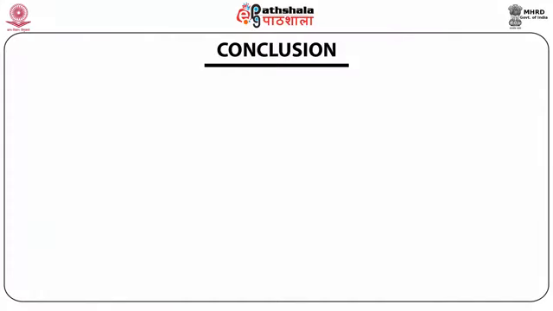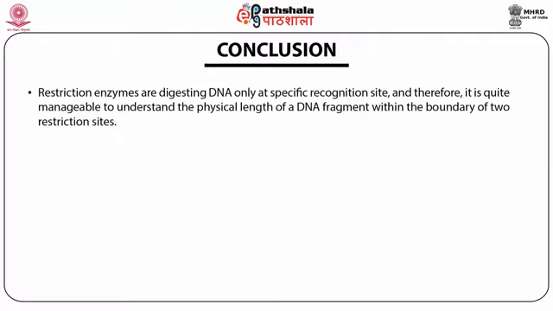So before concluding my talk, I would like to give you a glimpse of restriction endonuclease as well as the isoschizomers, neoschizomers and isocaudomers. First, restriction enzymes digest DNA only at a specific recognition site. This is the most important thing, and therefore it is quite manageable to understand the physical length of a DNA fragment within the boundary of 2 restriction sites. What does it mean? It means that this not only gives us precise information on the sequence of DNA, but also enables us to manipulate the DNA with the desired gene of interest.